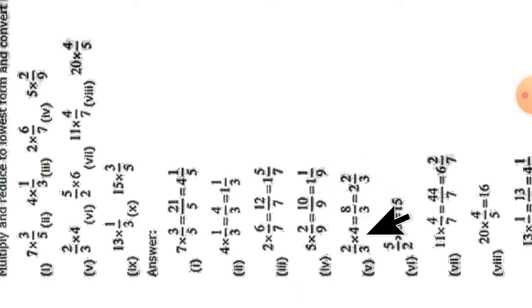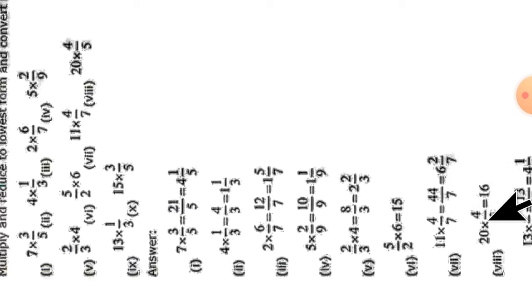2 upon 3 into 4 means 2 4s are, so 4 2s are 8 upon 3 equal to, divide 8 by 3, you will get 2 integer 2 upon 3. 5 upon 2 into 6, so 5 will be multiplied by 6. So 30 upon 2 means 2 1s are 2, 2 15s are 30. So equal to 15. 11 into 4 upon 7, so 11 4s are 44. So 44 upon 7, divide 44 by 7, you will get 6 integer 2 upon 7.